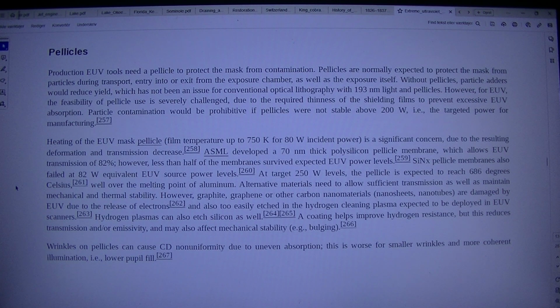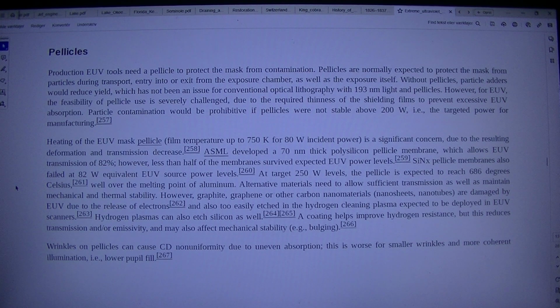However, graphite, graphene or other carbon nanomaterials, nanosheets, nanotubes, are damaged by EUV due to the release of electrons, 262, and also too easily etched in the hydrogen cleaning plasma expected to be deployed in EUV scanners. 263. Hydrogen plasmas can also etch silicon as well.